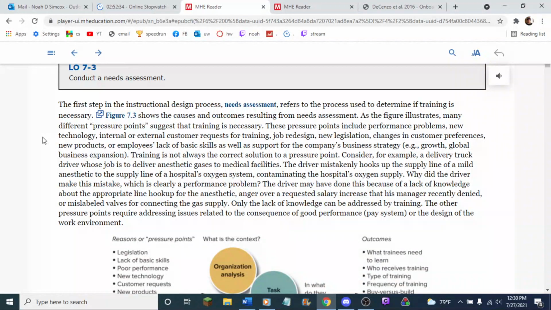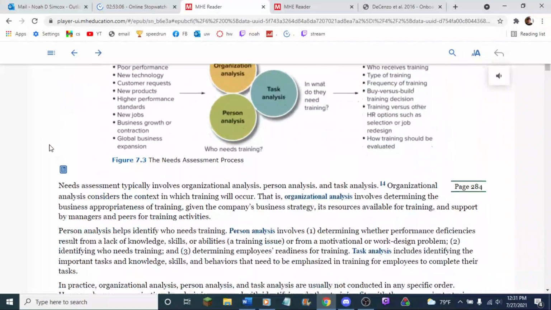The driver may have done this because of a lack of knowledge about the appropriate line hookup for the anesthetic, anger over a requested salary increase that his manager recently denied, or mislabeled valves for connecting the gas supply. Only lack of knowledge can be addressed by training. The other pressure points require addressing issues related to the consequence of good performance or the design of the work environment.